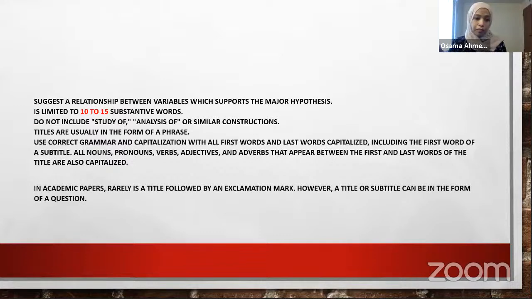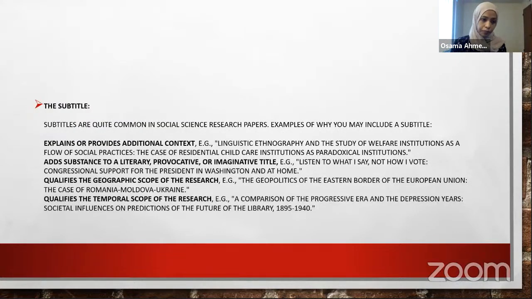As we said, in an academic paper the title is rarely followed by an exclamation mark. However, a title or subtitle can be in the form of a question. So sometimes we need a subtitle in our paper. Subtitles are quite common, especially in social science research papers. So these are some examples of subtitles.